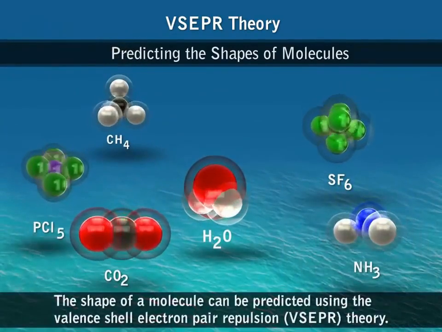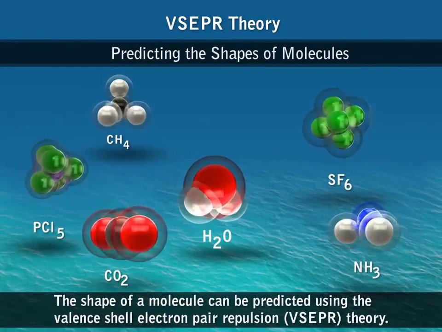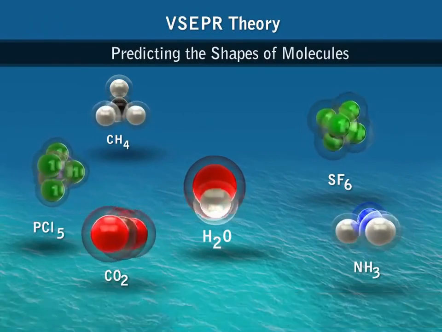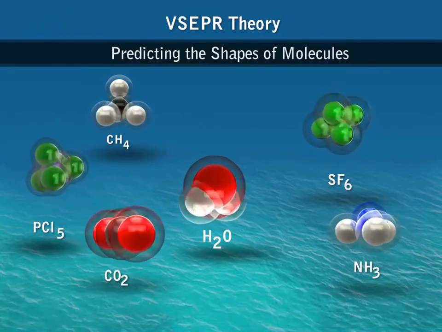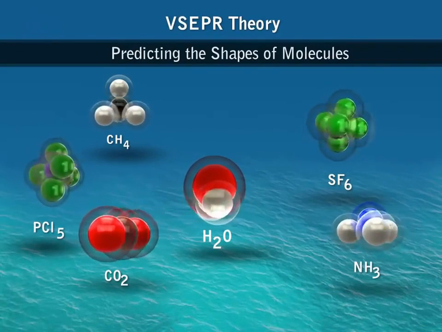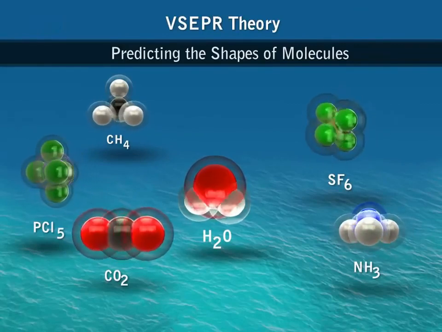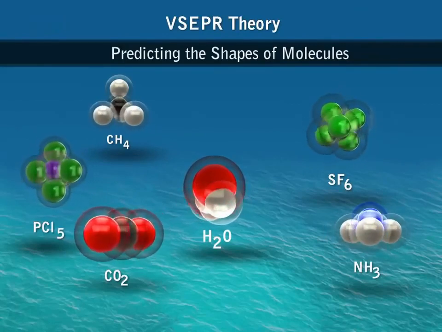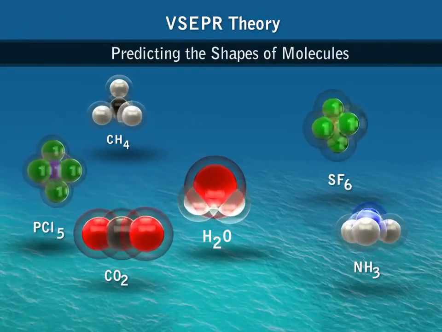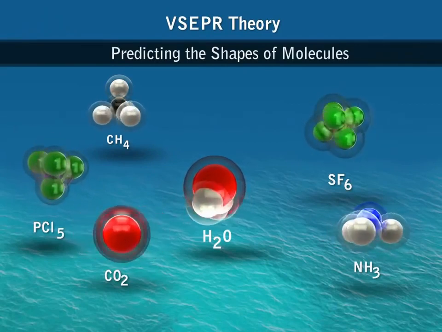The shape of a molecule can be predicted using the valence shell electron pair repulsion, VSEPR, theory. The VSEPR theory assumes that the arrangement of valence electron pairs around the central atom in a molecule determines its molecular geometry, that is, the molecular shape. How do we use the valence shell electron pair repulsion theory to predict the shapes of molecules? To understand this, let us first consider the assumptions made by the VSEPR theory.